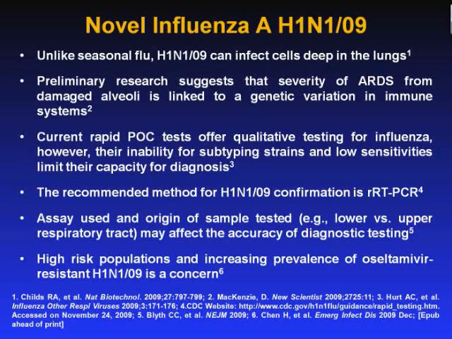Current rapid point-of-care influenza immunoassays offer qualitative testing for influenza A and/or B, but generally are not capable of subtyping strains. Immunoassays are capable only of non-specifically detecting novel H1N1 virus in 10 to 70% of clinical samples, thus limiting their capacity for reliable diagnosis.